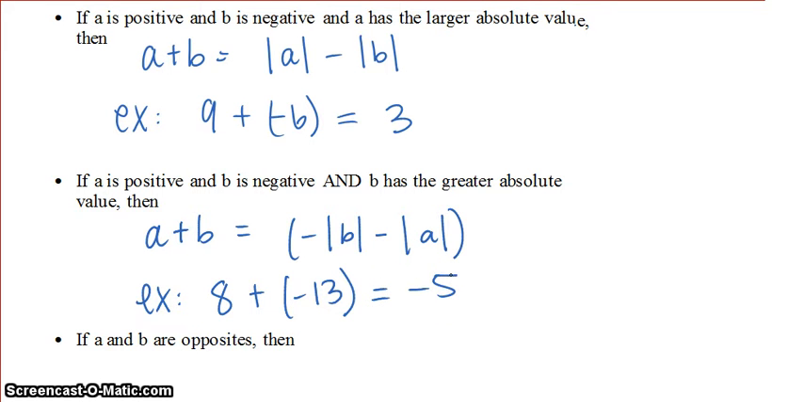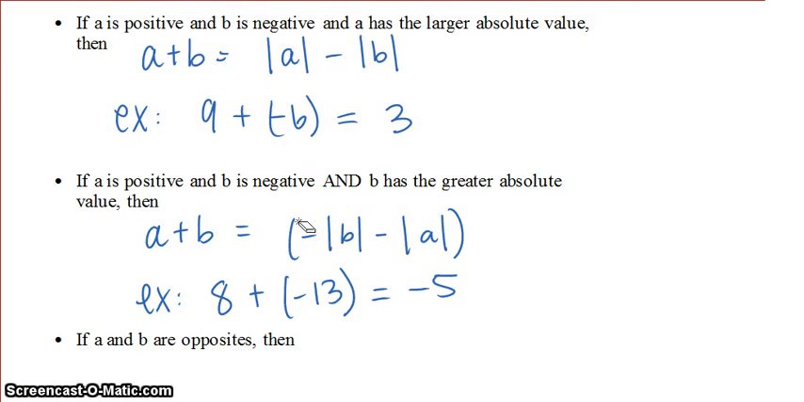So what I would actually think about this is, basically, you find their difference. You find the difference between the two, and you make that answer negative. Actually, I think I wrote that wrong. Sorry, my bad. Put the negative on the outside. So you would take 13 minus 8, which is 5, and then you make it negative, because B has the greater absolute value, so that means it has to stay negative.